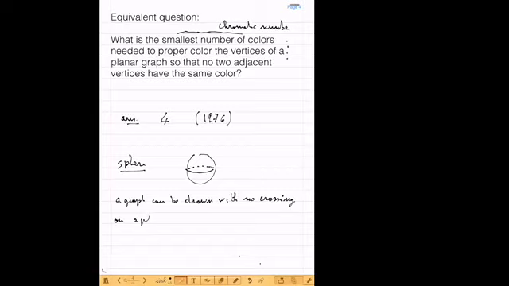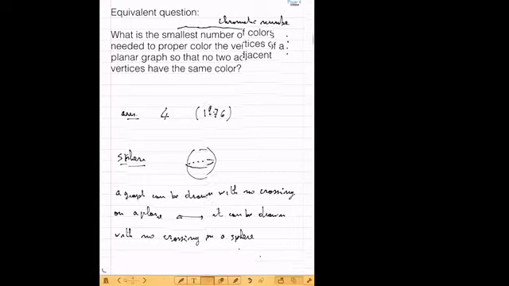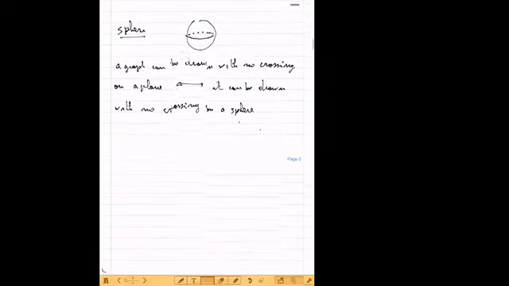On a plane, if and only if it can be drawn with no crossing on a sphere. So by drawing it on a sphere, you are not changing the problem. It's the same problem. So the question is, what about other surfaces?